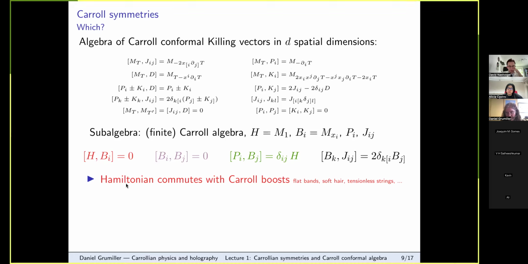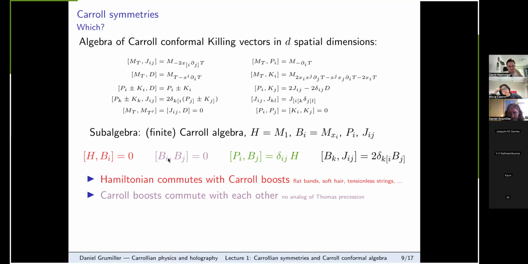And this is responsible for many of the physical features that we associate with specific Carrollian systems, like the flat band structure when the light cone in momentum space opens up and you get a dispersion relation where energy is independent from the momentum, or the soft hair properties of black holes. You can understand it in terms of the Hamiltonian of these soft hair excitations being zero, tensionless strings, etc. So if you take away from all these commutators only one, it should be the one in red. That's really, I would say, the defining property of any Carrollian system.